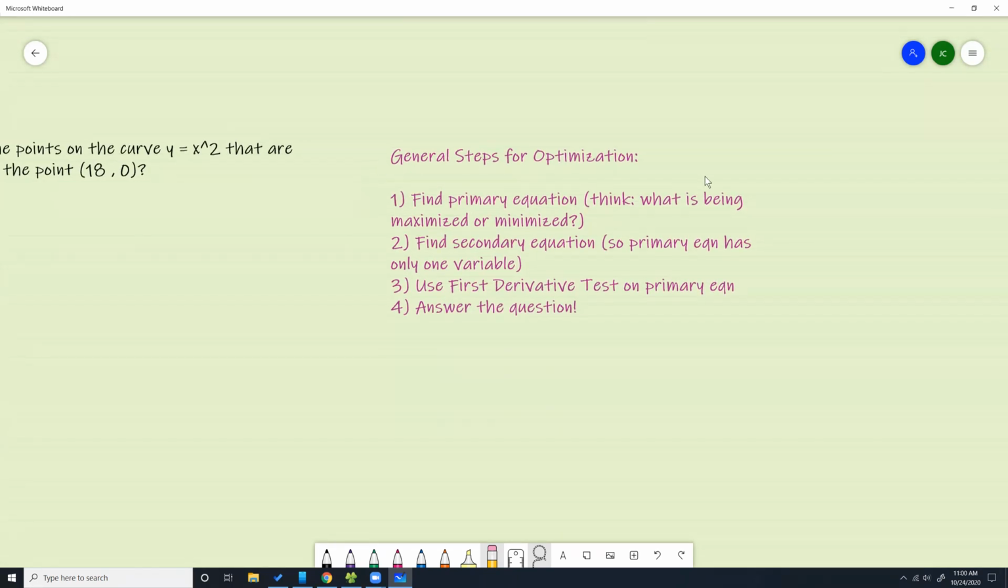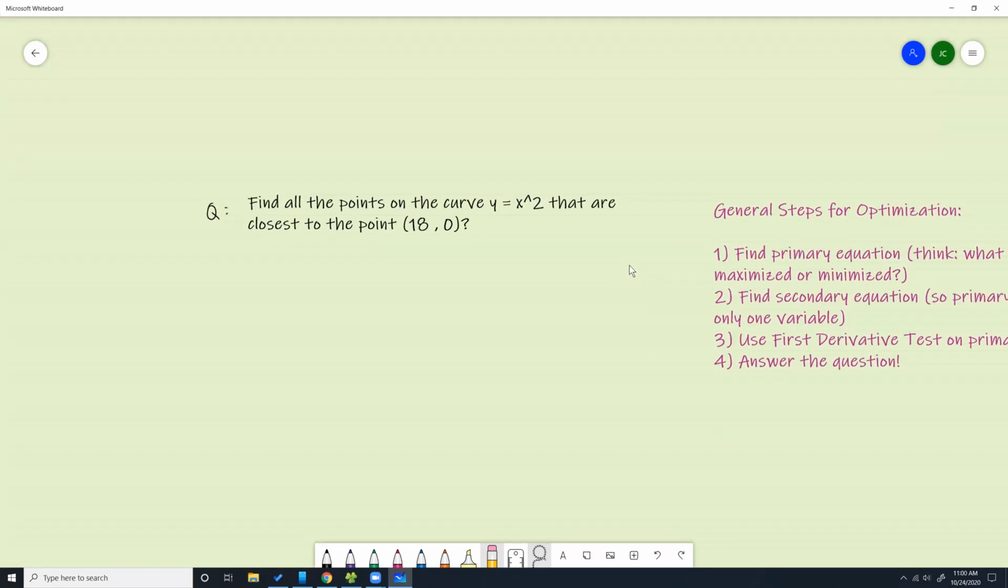Just to review, here are the general steps for optimization problems. Okay, so first step, we always want to find the primary equation. Think about what's being maximized or minimized. In this case, they don't really tell you. It's kind of implied that if you're trying to find points on the parabola that are closest to the point (18, 0), then what you're really doing is minimizing the distance. Okay, and so that's why we need the distance formula.